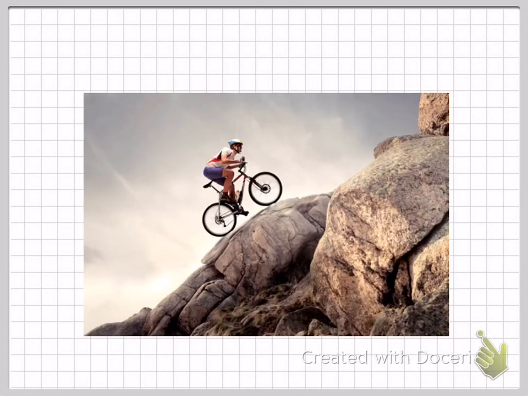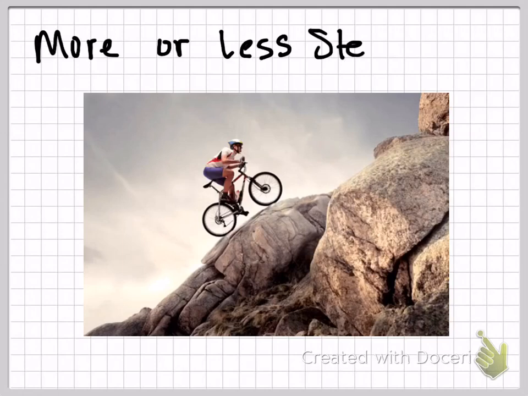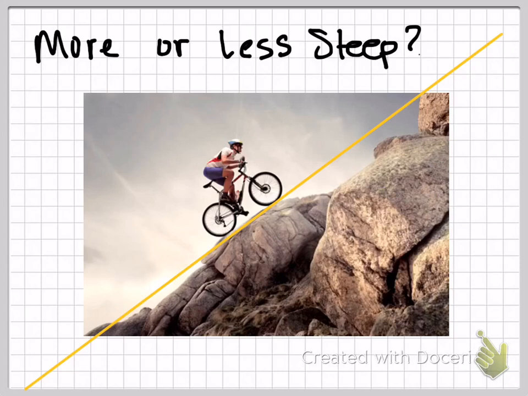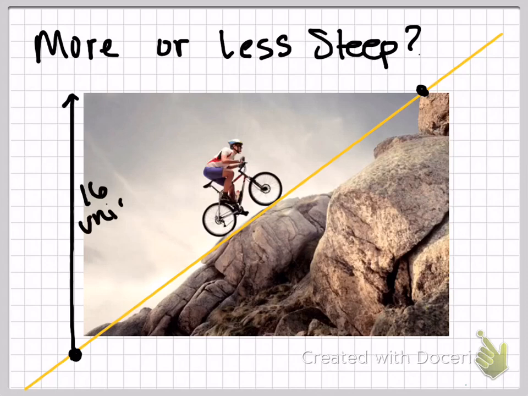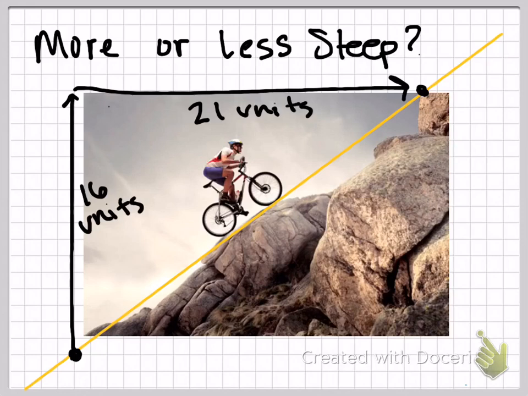Here's a different picture that's got some slope to it, and I want to know, is this slope more or less steep than the last one, the one of the mountain? Hopefully whenever you look at it, you think, oh wow, this is definitely more steep. But we need that number to express that it is larger than 3/8. So I'm going to put 2 points and see how far apart they are. It goes 16 units up to get to that second point, and 21 units over.